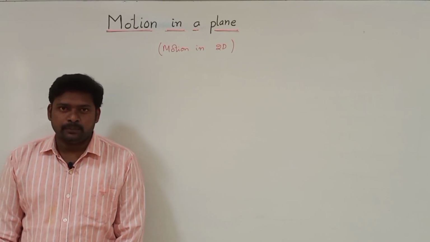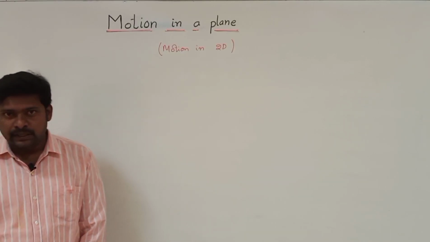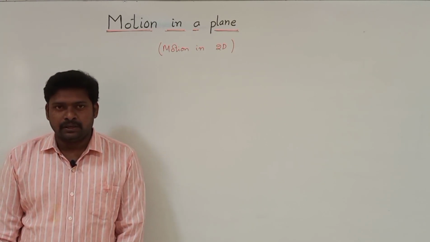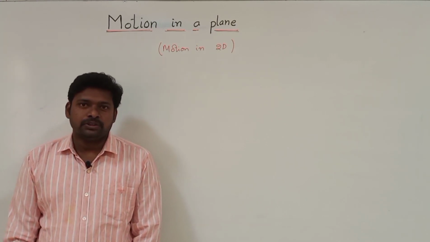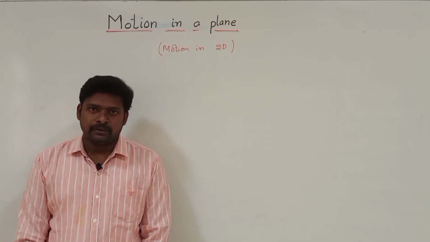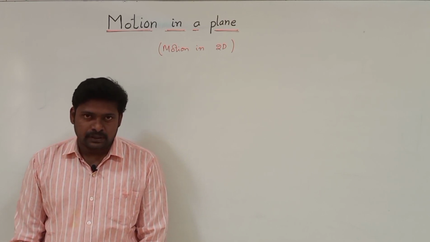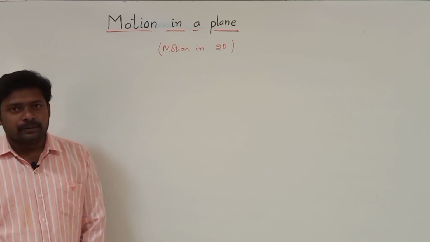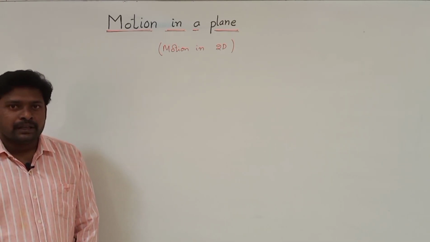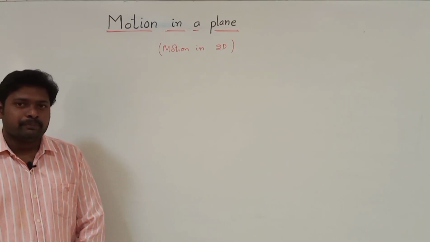Fourth chapter, motion in a plane. In the last chapter, the third chapter, we had seen the motion of a body in a straight line, either in the x-axis or in the y-axis. Now we will see that a body can be moved in the x and y plane.